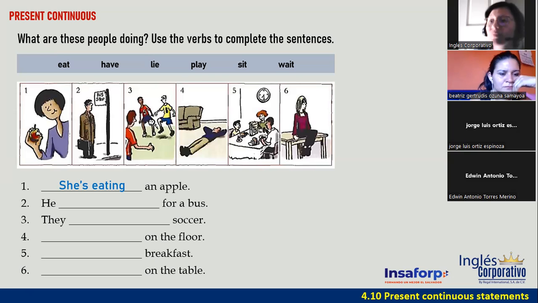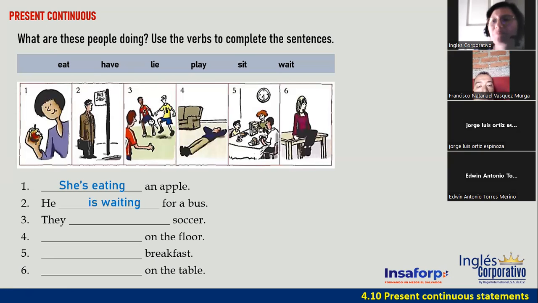She's waiting. Okay, he's, right? He's waiting. Muy bien, he's waiting for a bus, Edwin. Thank you so much. What about number 3? Playing. ¿Y el verbo? ¿ING con el verbo to be? Ah, muy bien. Exactly. They are playing soccer. Very good. What about number 4?